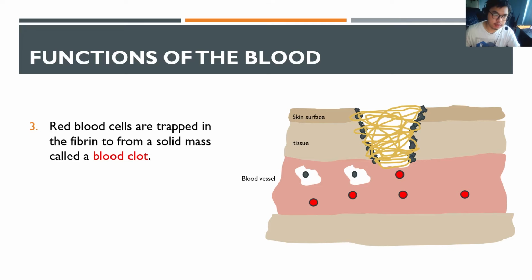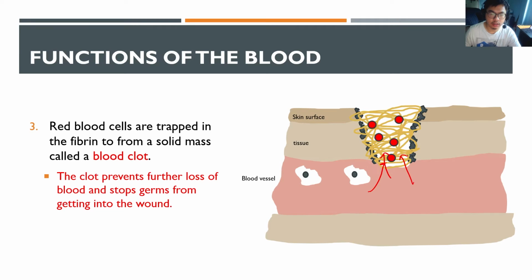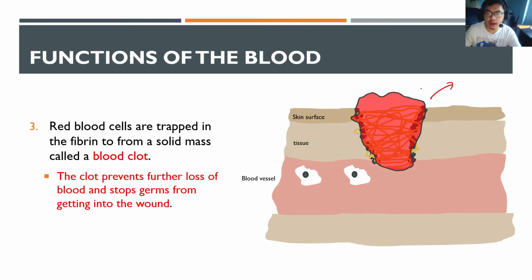And then what happens after that? The red blood cells will go to this cut, to this exposed place. You can see here, and form a blood clot. So the red blood cells will harden and form a blood clot. The blood clot prevents further loss of blood so that no more blood can go out, and also stops germs from going into our body, from going into the wound.